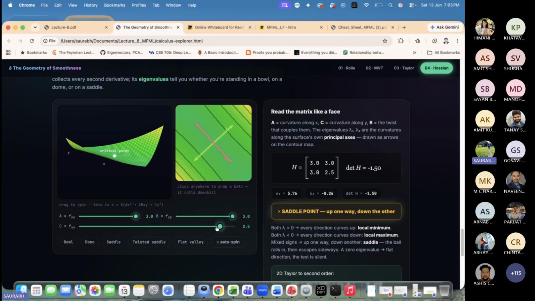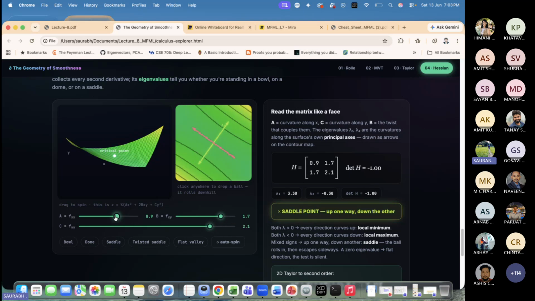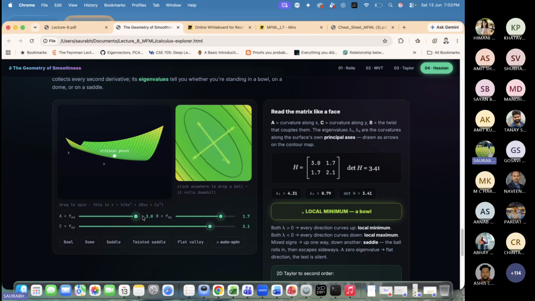I should have given more choices to go from minus 10 to 10, but it is currently going from minus 3 to 3 only. But anyways, you can change these values. You have fxy here, and fyy here, and you can change them via the slider here.